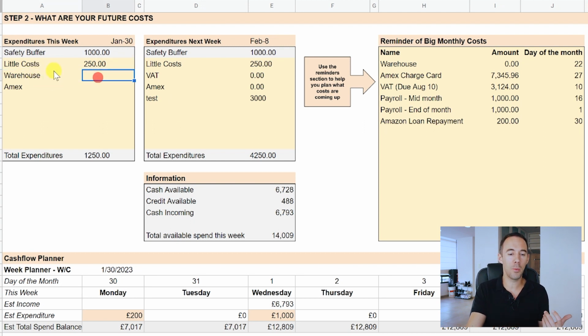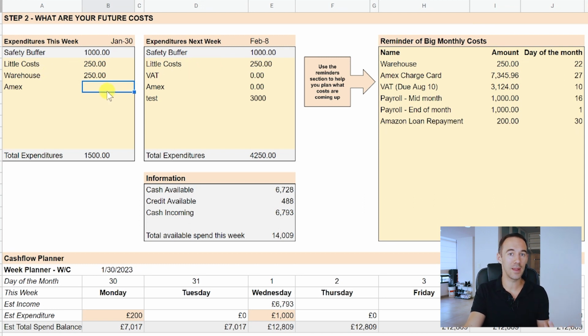And then what I'm going to do is put in my warehouse. So my warehouse right now, we don't have the invoice from the supplier, but if my warehouse was like, I don't know, £250, for example, I'd just update that over here. Call it 250. Fantastic. Now maybe I've got my Amex bills coming out this week.